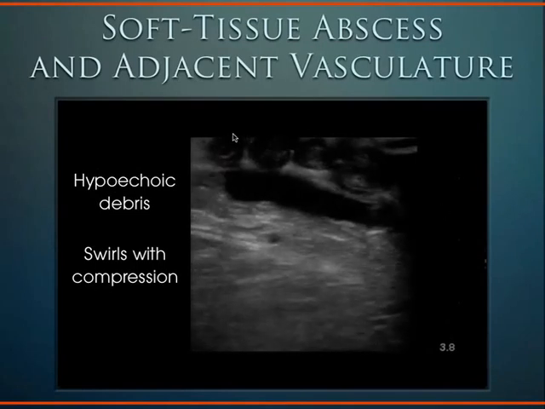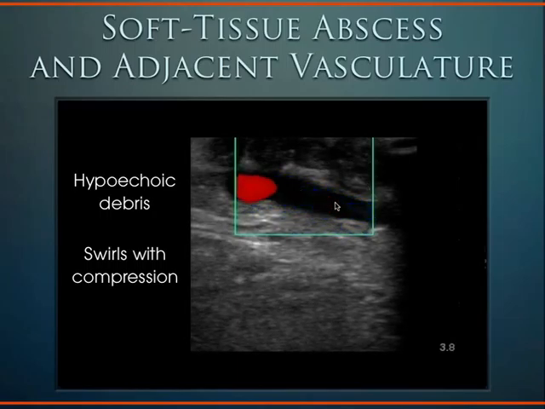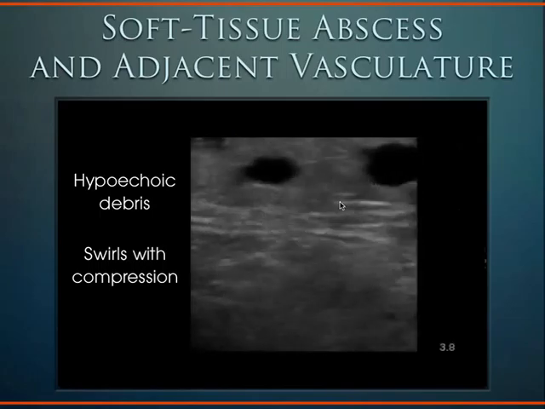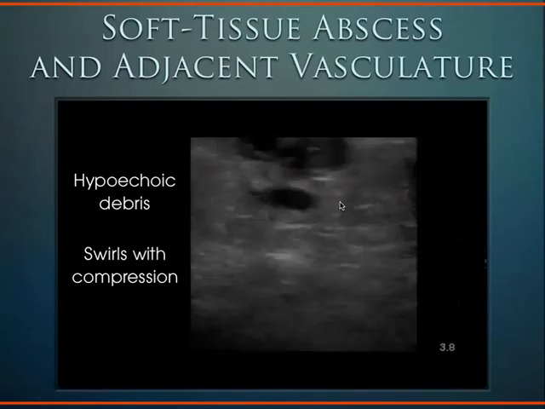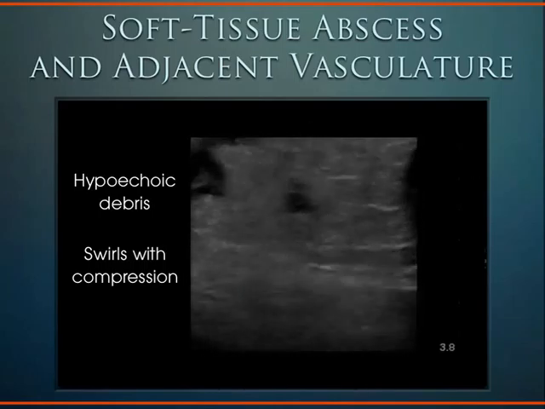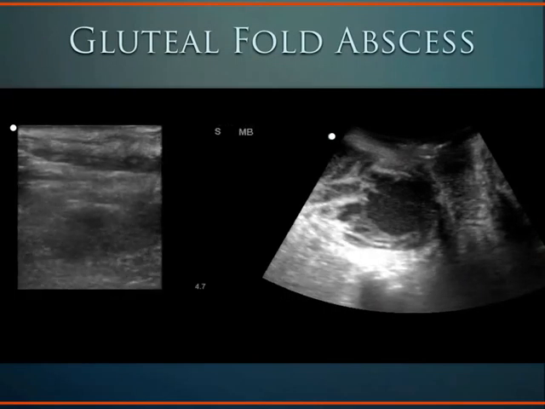Here's another example here. We see multiple abscesses here, and underneath it is a very large vascular structure, an arterial and a venous structure, that we do not want to accidentally strike with our needle or our scalpel. And so this is another way that ultrasound helps us to avoid hitting vascular structures when we're doing abscess drainage.